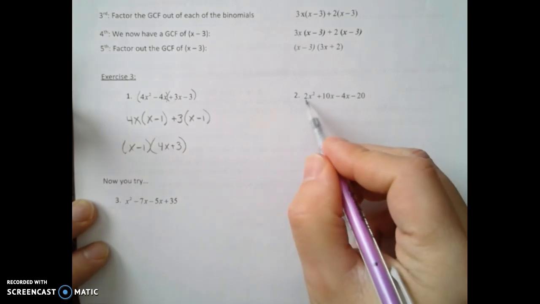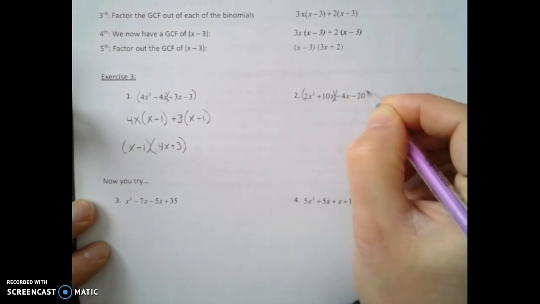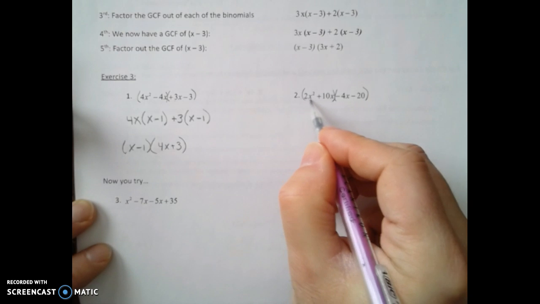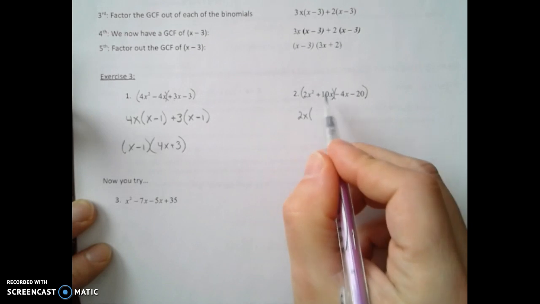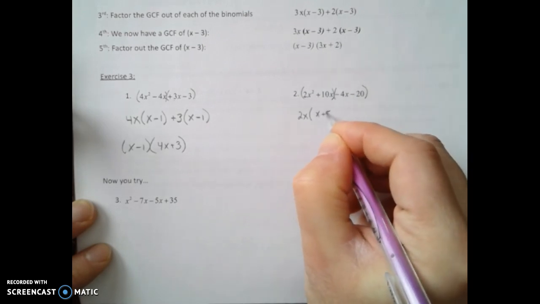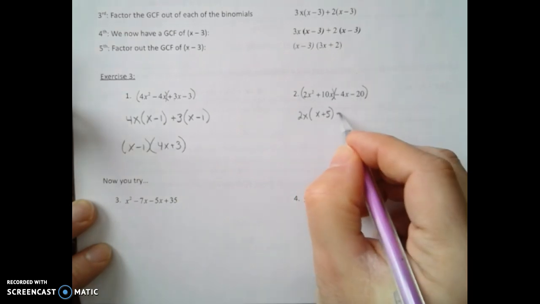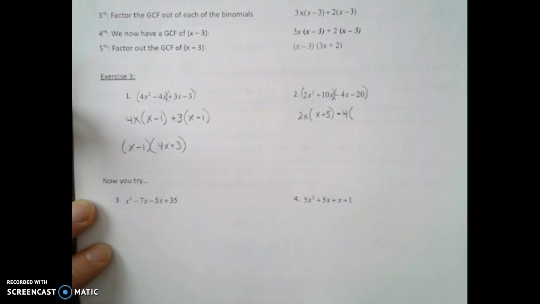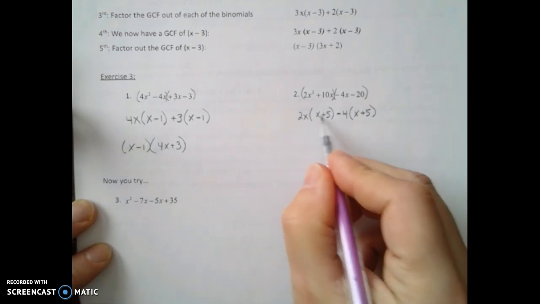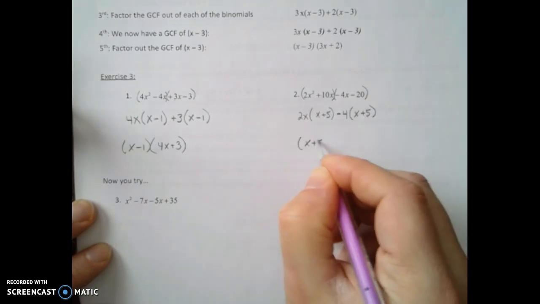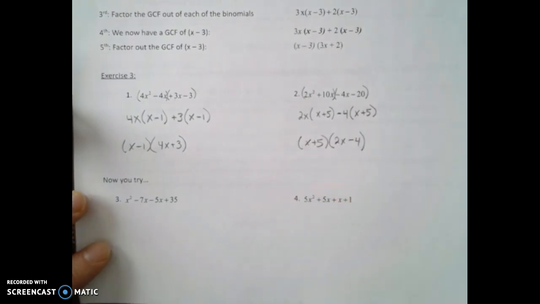Okay, in example 2, we have 2x squared plus 10x minus 4x minus 20. And again, I'm going to break this up into two different problems. With the first set, 2x squared plus 10x, the GCF is going to be 2x. When I divide both terms by 2x, that leaves me with x plus 5. In the second set of parentheses, negative 4x minus 20, I'm going to use negative 4 as my GCF. And that's going to leave me, when I do the division, with x plus 5 again. And so my first factor is x plus 5, and my second factor, with the GCFs, is going to be 2x minus 4.